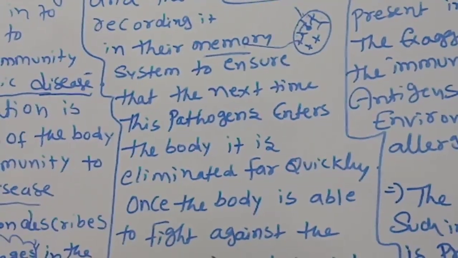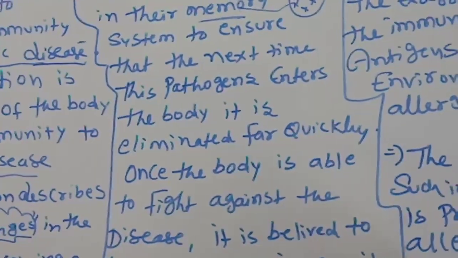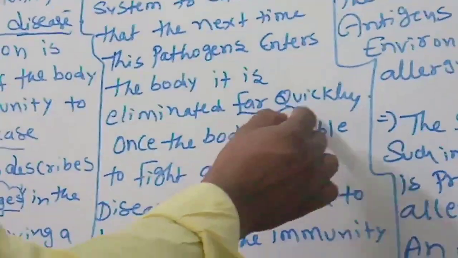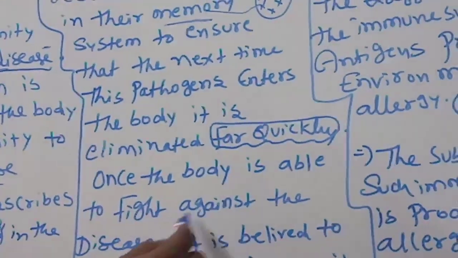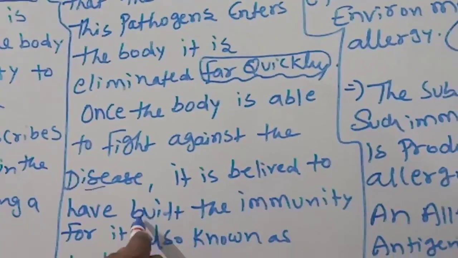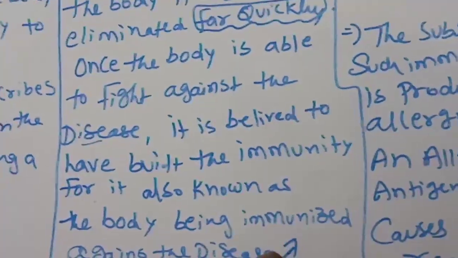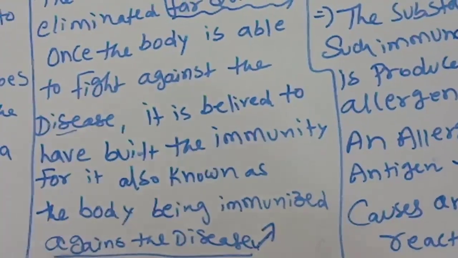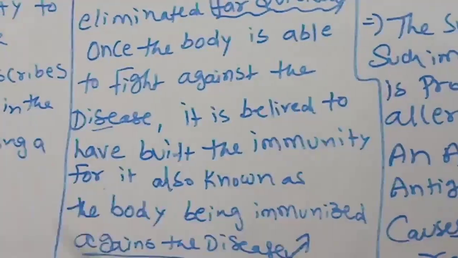Vaccines work by fighting the pathogen and then recording it in the memory system, to ensure that the next time the pathogen enters the body, it is eliminated very quickly. They will eliminate that particular antigen. Once the body is able to fight against the disease, it is believed to have built immunity for it, also known as the body being immunized against the disease. That is about immunization.